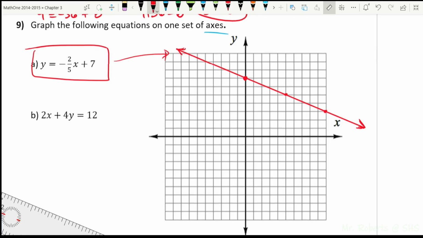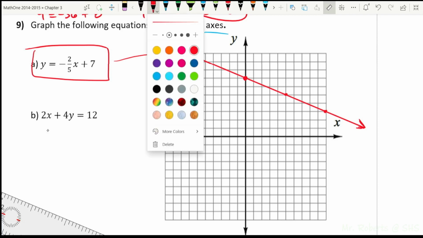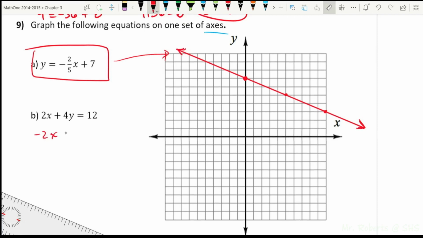The other line that I have here is not in slope-intercept form. It's in standard form. And I can do two things. I could figure out what my intercepts are, plot those, and connect them. Or I can just turn this into y-intercept form. And I'm going to choose the second one. I'm going to take away 2x from both sides, minus 2x. So this becomes 4 times y is negative 2x plus 12.